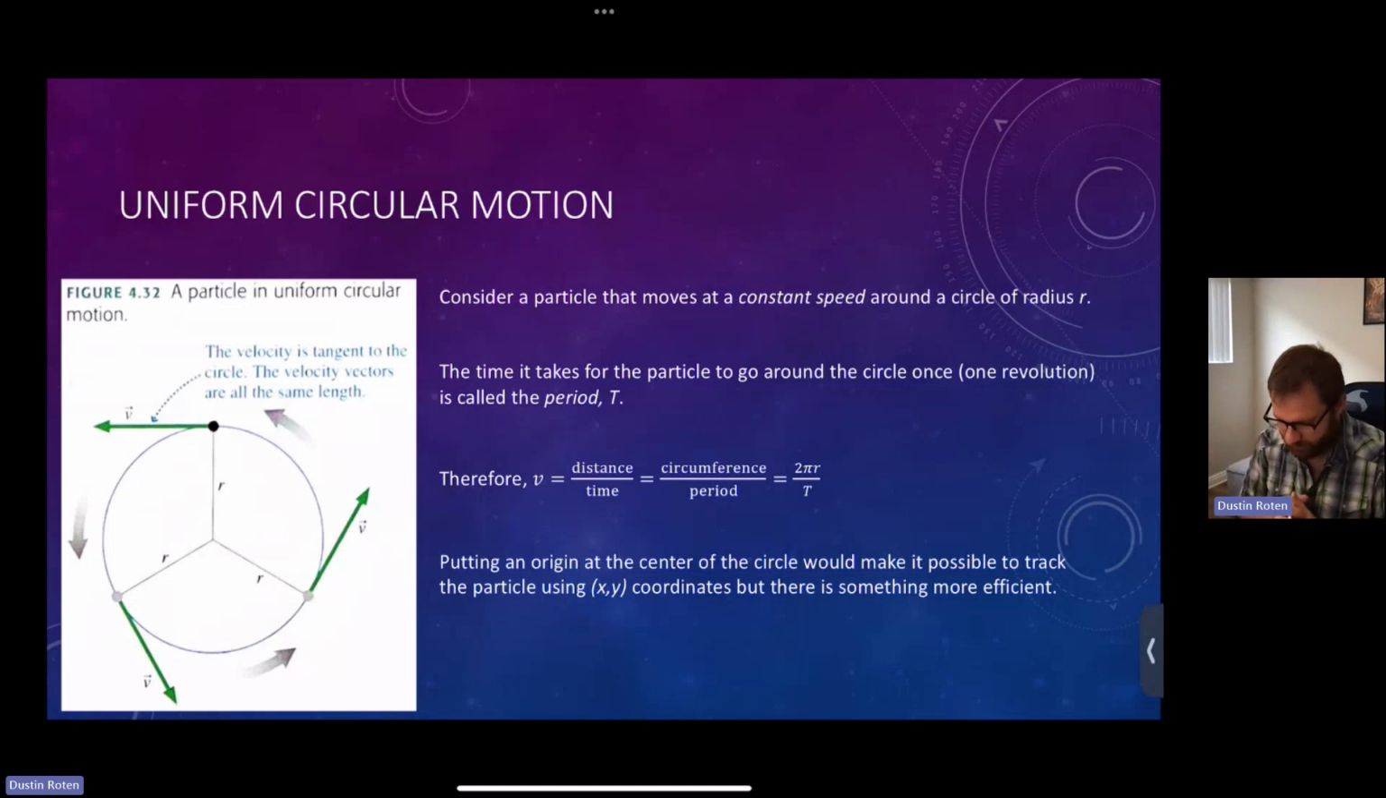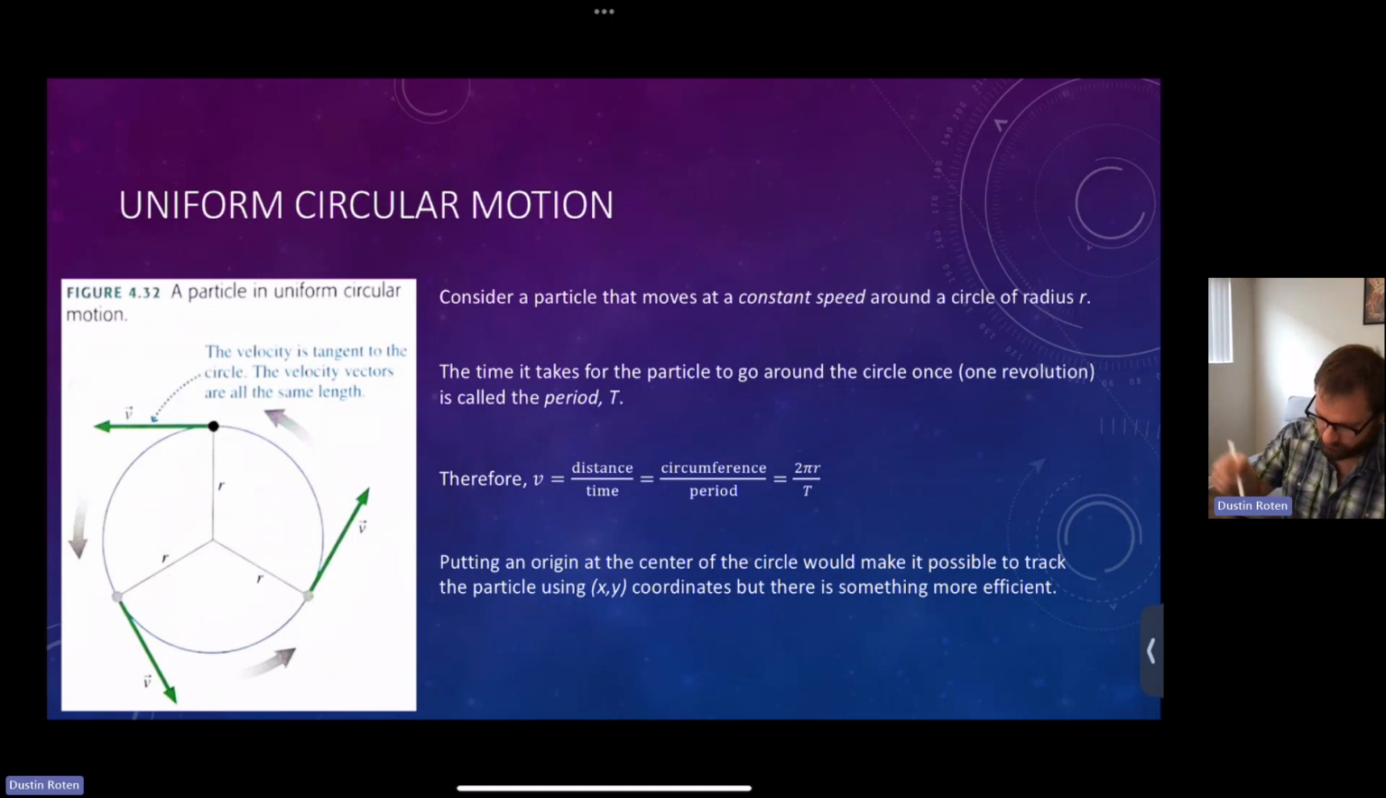So let's consider a particle that moves at a constant speed around a circle of radius r. So we have that picture right here with us. Remember, that is kind of like the Ferris wheel example. No matter where you're at, your velocity, your tangential velocity, is tangent to your path. So the path would be the circle. Your velocity is always tangent to it. That velocity vector, the length, is always the same. So your speed's the same all the way around, but your actual velocity is changing because it's changing direction. So this picture here from the textbook illustrates that pretty well.